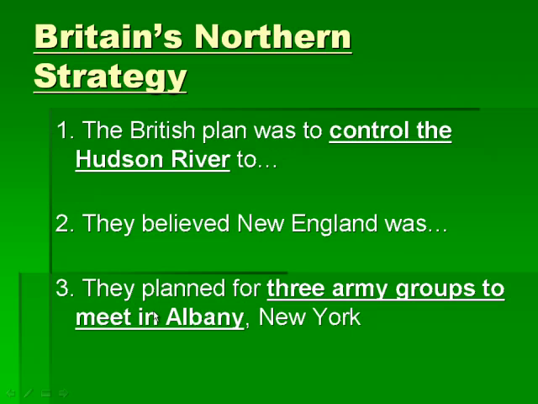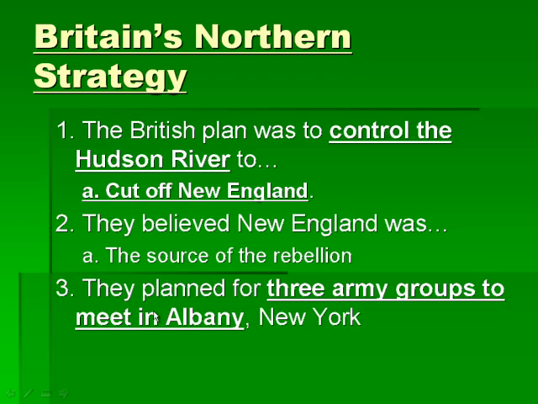Now the British, their first strategy is the Northern strategy. Their plan is to control the Hudson River, which is going to let them cut off New England from the rest of the states. They believe that by doing this, they will kill the revolution, because they think that the New England colonies, or the states, are the source of the rebellion. They think that once they cut that part off, there won't be any more of this drive to support the revolution.